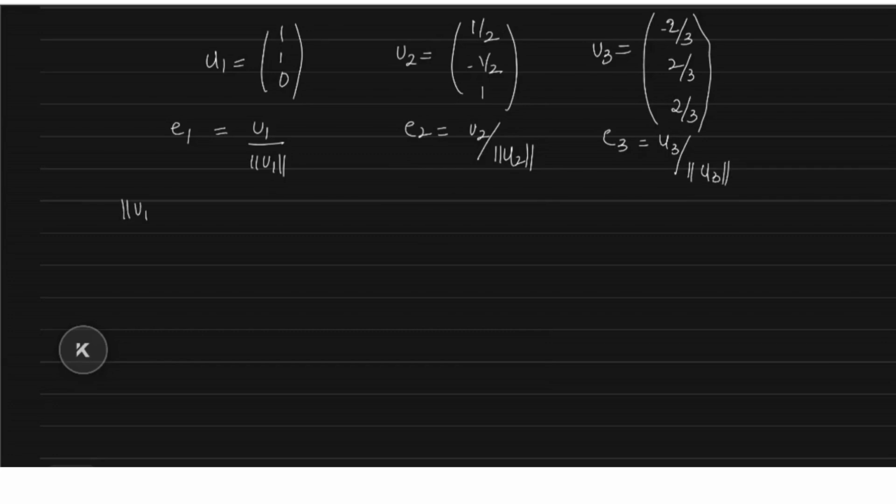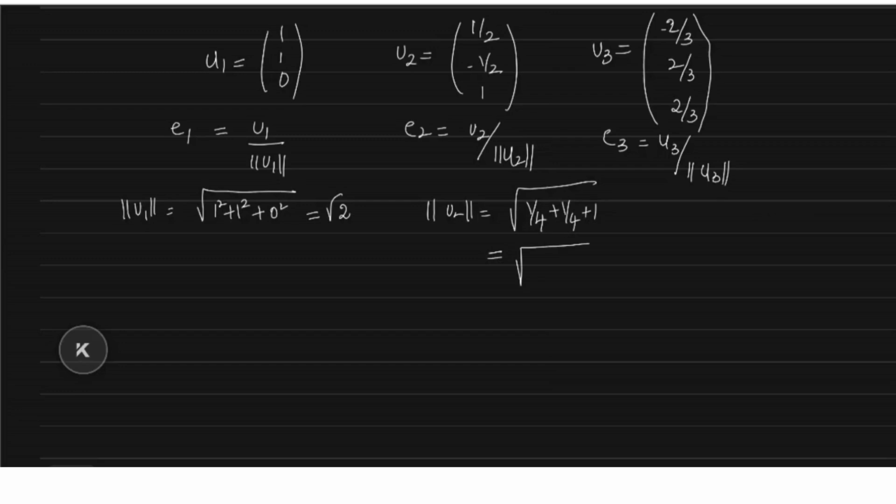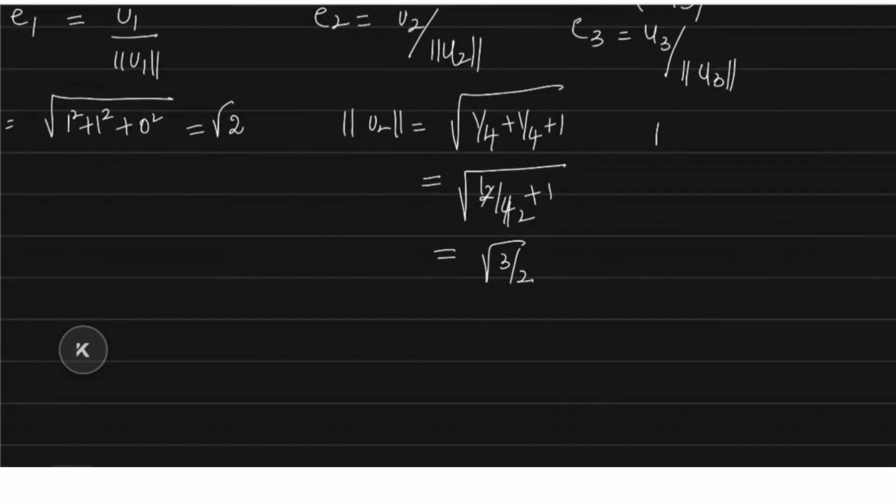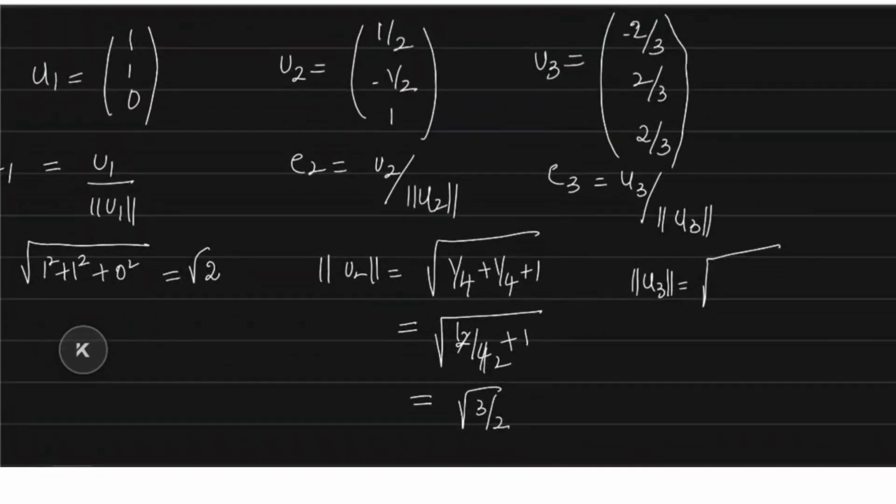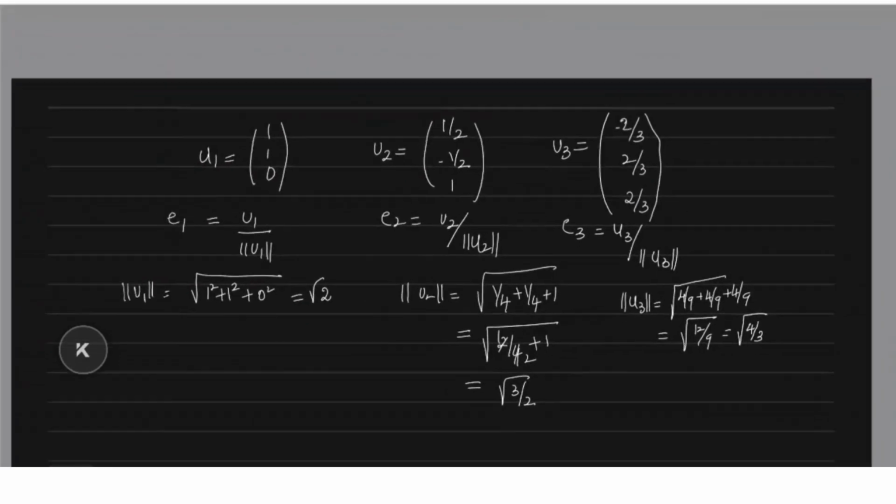Okay, so first we'll find what is norm u1. Norm u1 is nothing but square root of 1 square plus 1 square plus 0 square, which is square root of 2. Likewise, norm u2 would be square root of 1/4 plus 1/4 plus 1, which is 2/4 plus 1. So 2/4 you can write as 1/2, so it is 3/2. Next one, norm u3 you can write as square root of 4/9 plus 4/9 plus 4/9, so it is root 12/9, or you can write it as 4/3. Okay, so this is your norm u1, u2, u3.